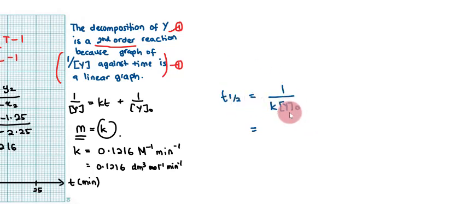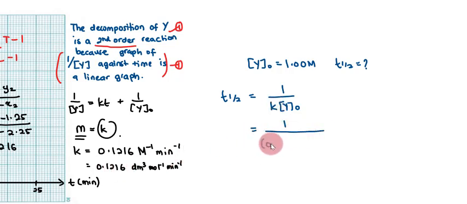So, since soalan minta dia punya half-life bila concentration of Y initial adalah 1.00 molar. Dia kata concentration of Y initial adalah 1.00 molar. Berapa dia punya half-life? So sekarang kita masuk je dalam formula. 1 per kan dengan nilai K kita dah dapat tadi 0.1216, darabkan dengan 1.00 molar. Kita akan dapat jawapan around 8.22 minutes.